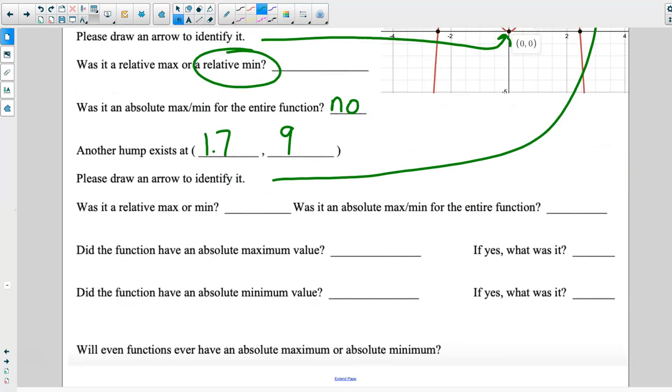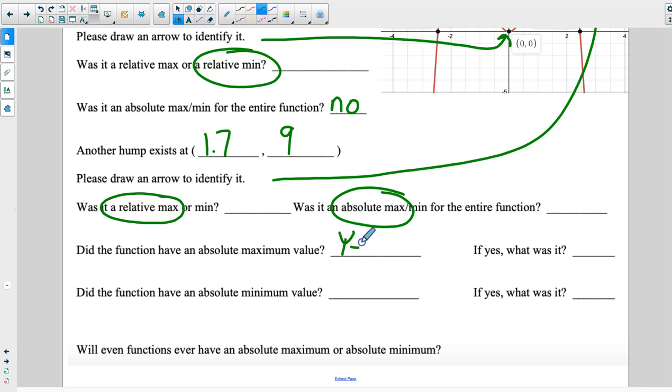Is it a relative max or min? Should be max for both, yeah. So it's going to be a relative and an absolute. So we actually have two absolute maxes, okay? Or I should say we have one absolute max that happens at 2 different points. So did the function have an absolute maximum value?